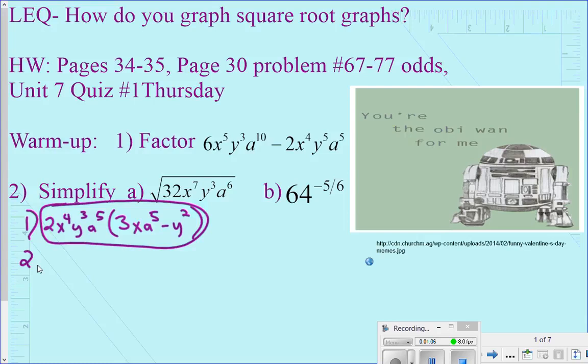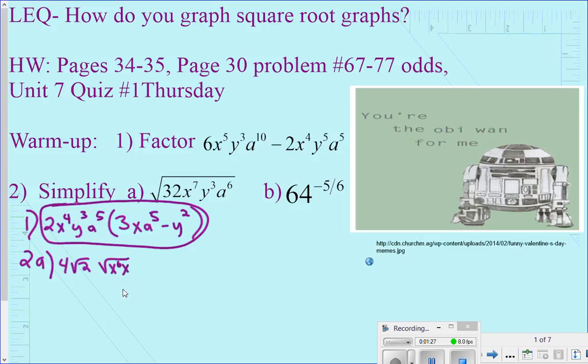Number 2, part A. Simplifying square root of 32. Well, 16 times 2 is 32, so 4 root 2. x to the 7 halves: 7 divided by 2 is a decimal, which means I need to break that up into x to the 6th and x.